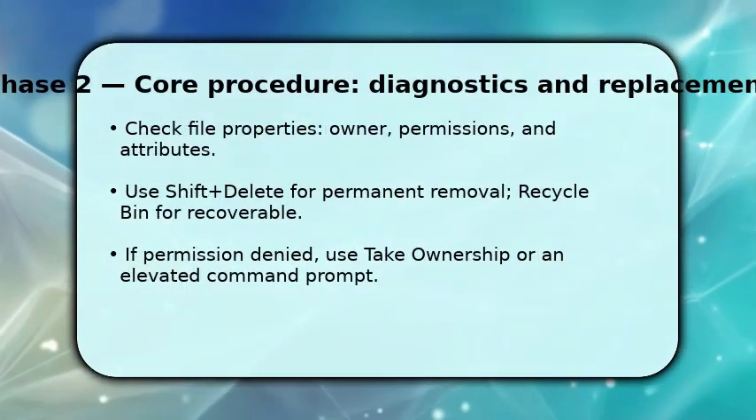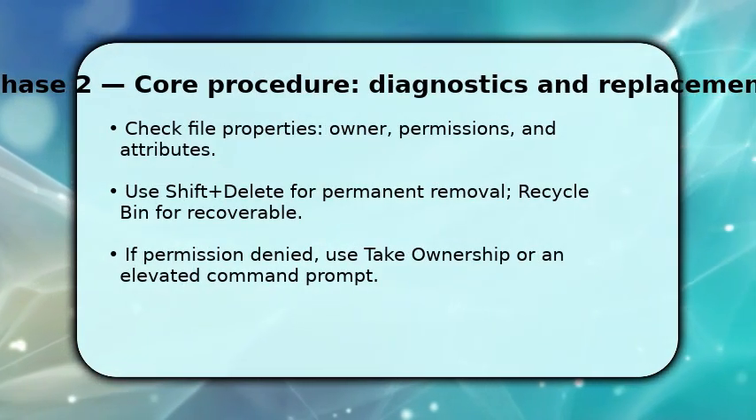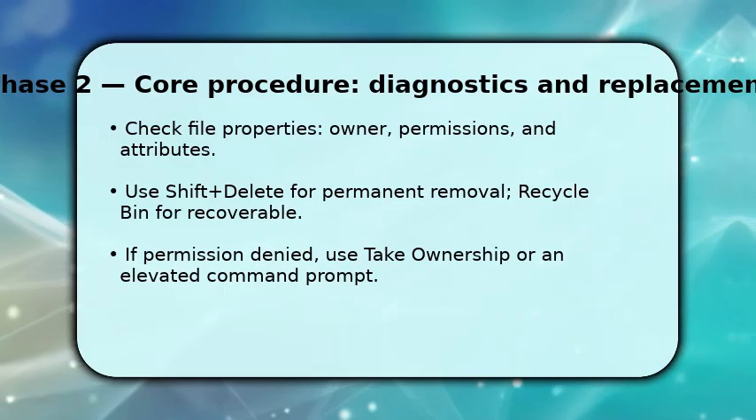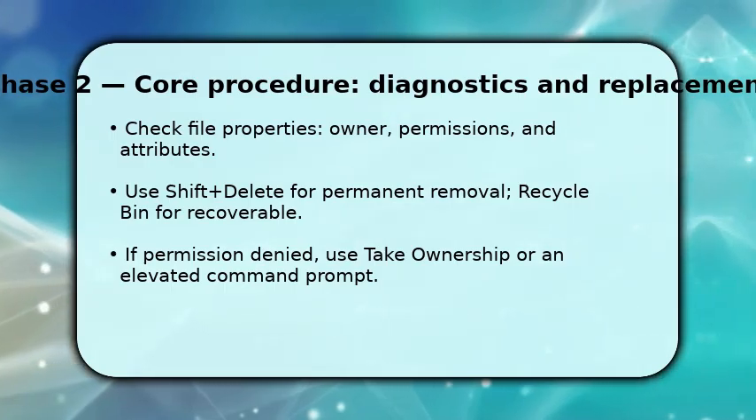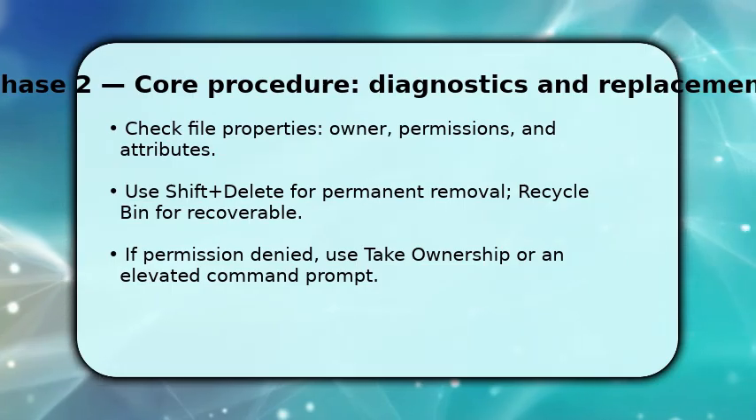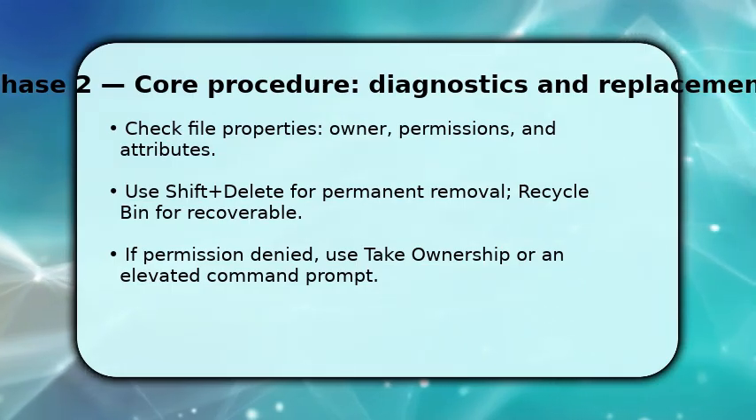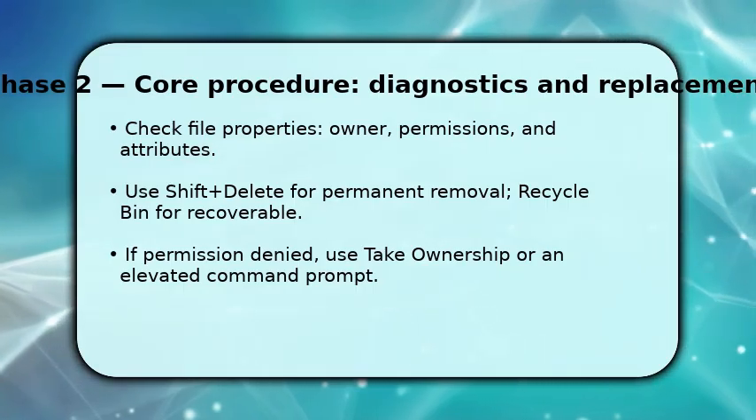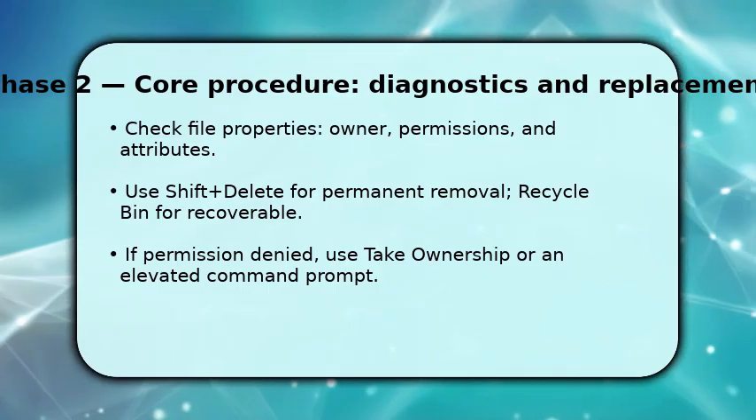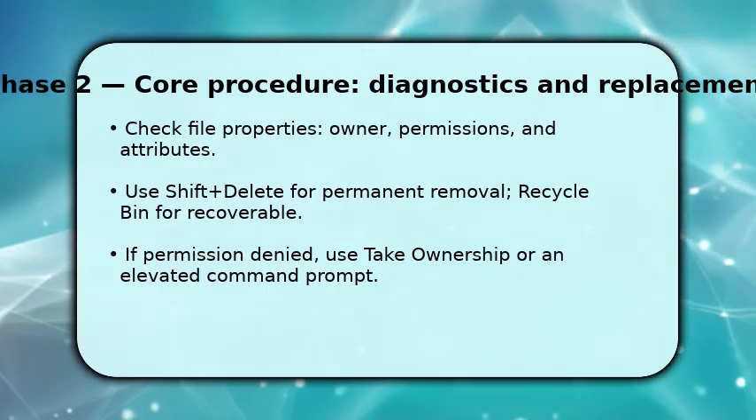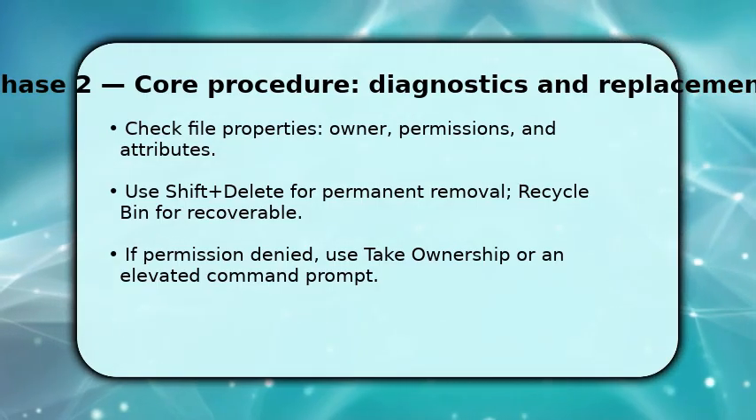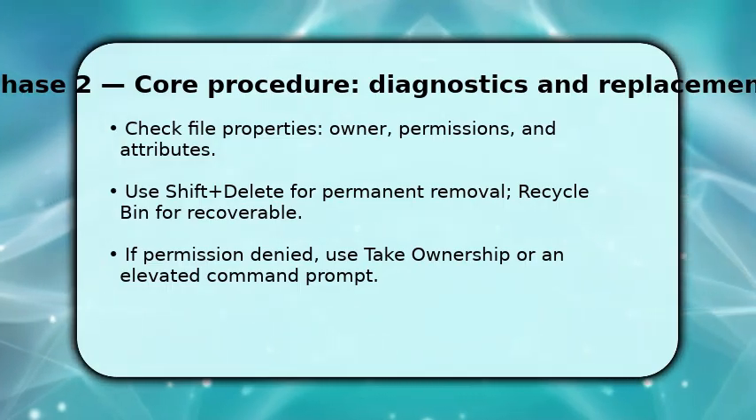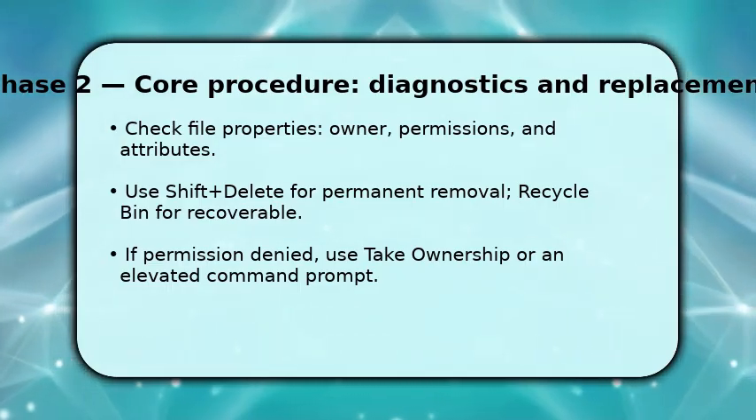Now you perform the deletion while respecting system safety. Right-click the file, choose Properties, and confirm ownership and permissions. Change them if you are the admin. If you want immediate, permanent deletion, press Shift plus Delete, otherwise use Delete to send the file to Recycle Bin for recovery. If Windows blocks you, open an elevated command prompt and run takeown and icacls to claim ownership and set full control, then delete. Make sure you understand why the file was protected before forcing removal.